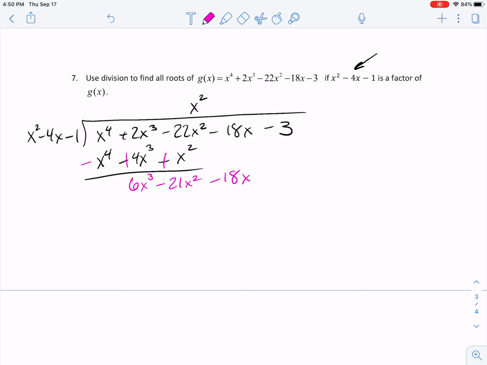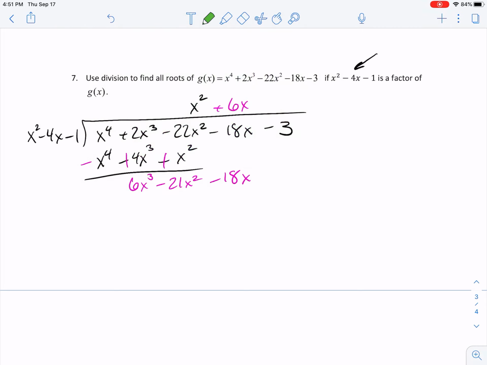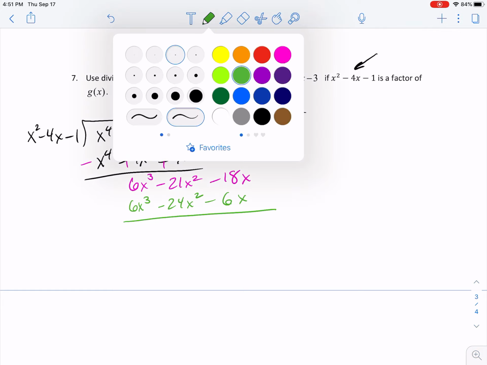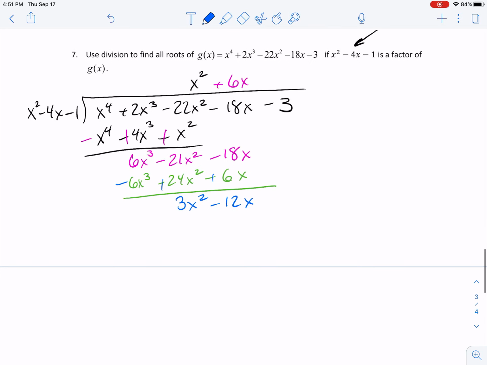And this will go in plus 6x when I have 6x cubed divided by the x squared. Then I have 6x cubed minus 24x squared minus 6x. Change everybody's sign. That's gone. This becomes 3x squared. This becomes minus 12x. Bring down the minus 3.